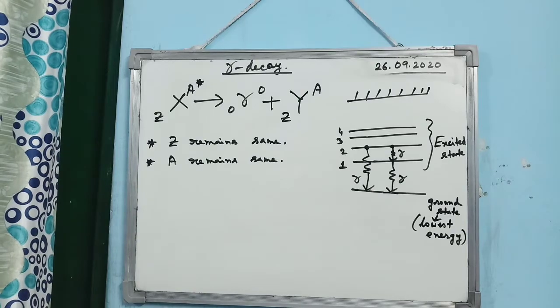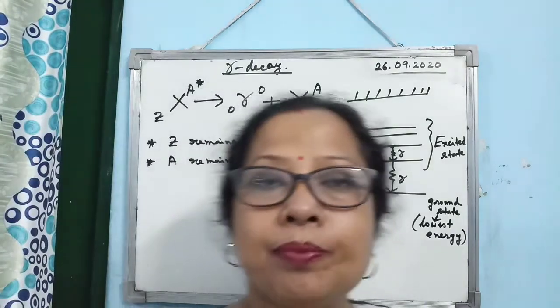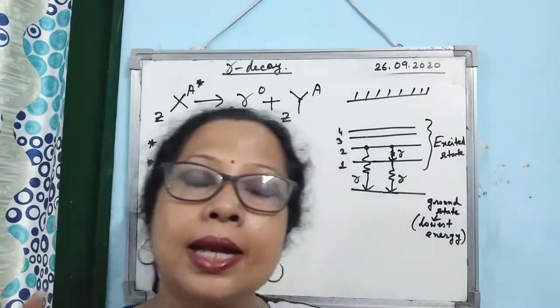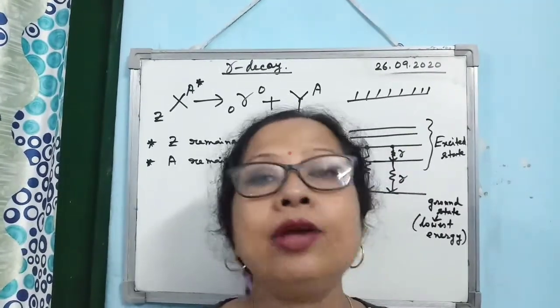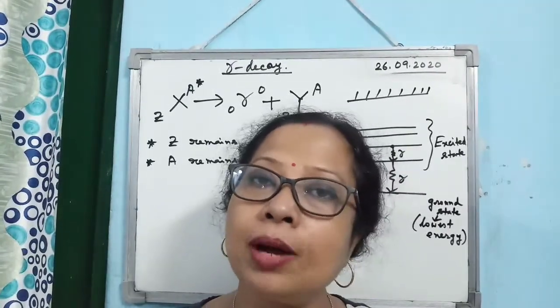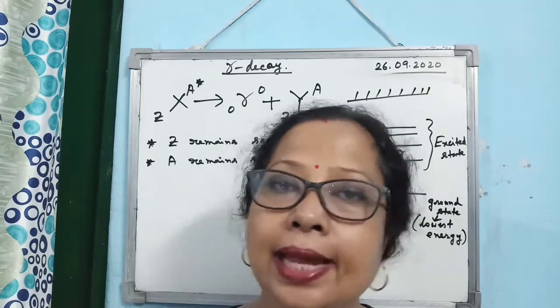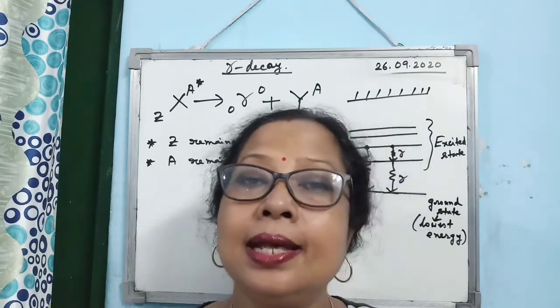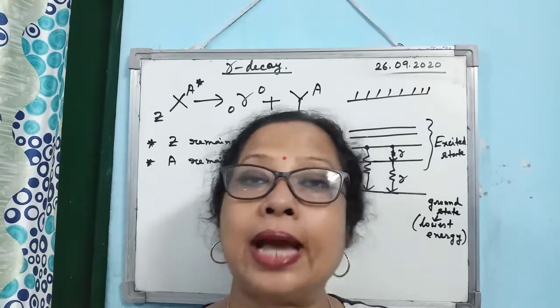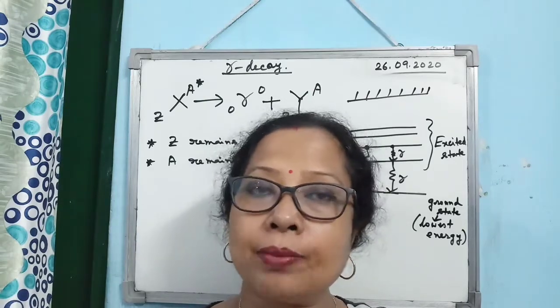Now, a few important concepts related to alpha, beta and gamma decays. Remember that whenever alpha, beta, gamma emission takes place from a nucleus, it never happens that alpha and beta come out together. No. Two alphas coming out together.